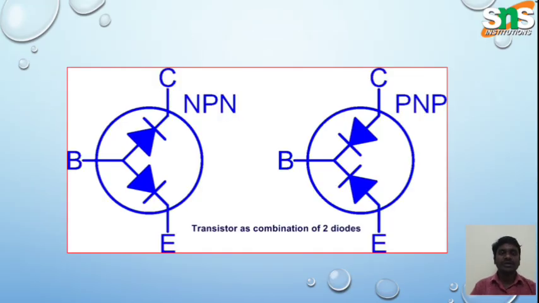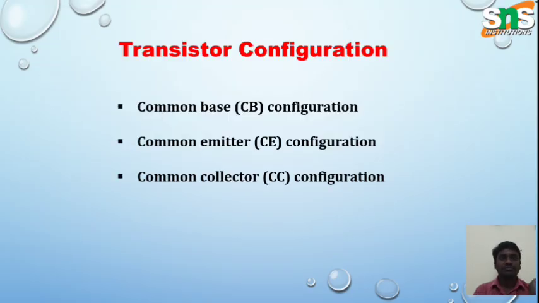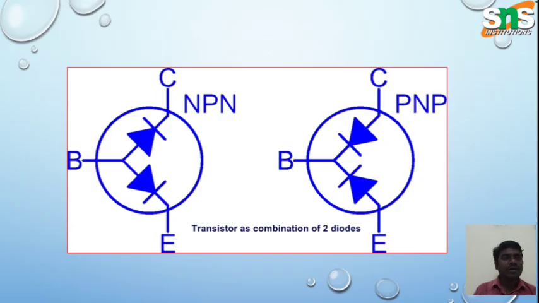Inside the PNP and NPN transistor, we have already discussed in our previous videos. NPN and PNP transistors are back-to-back connected PN junction diodes. Two diodes are used here. For NPN, there is one diode from base to emitter and another diode from base to collector, connected like this. For PNP, it is from collector to base, then emitter to base, two diodes are connected.